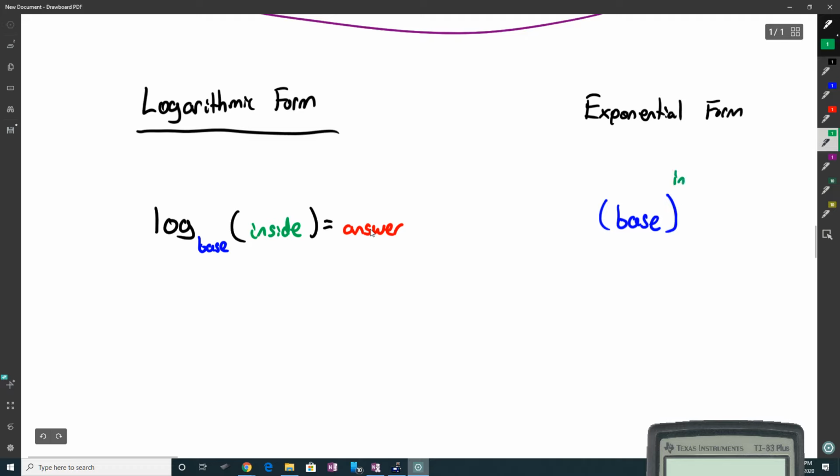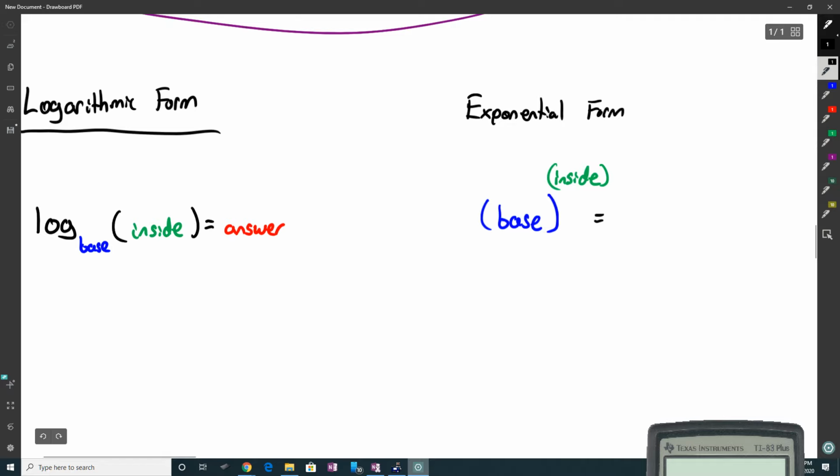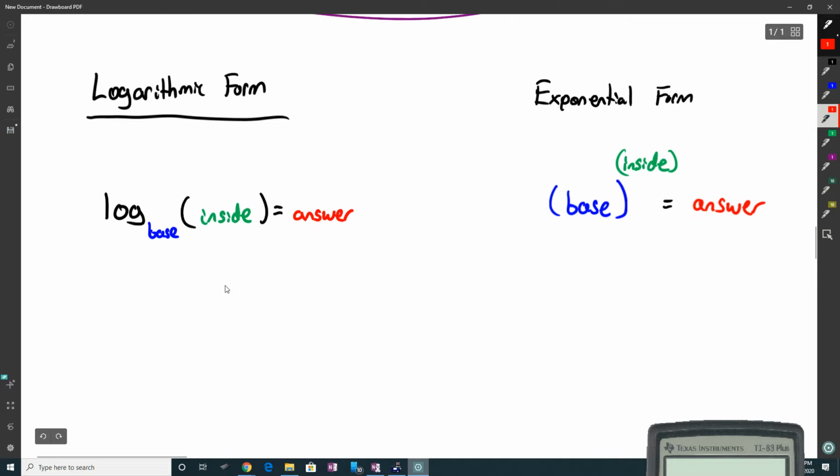The inside is the exponent, and the answer is the answer. Okay, so look at the difference between the two.